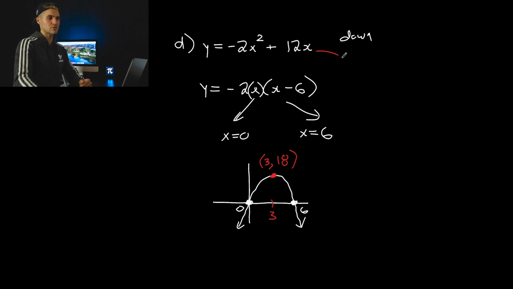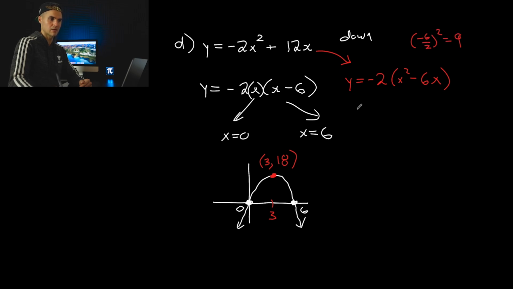Now, if you wanted to get the vertex, you could also complete the square. Again, I'm not going to go into details on how to do that. You could go back to grade 10. I have a bunch of videos on this process, but if you were to complete the square, you take the negative 6 divided by 2, square it, that'd be 9. So we'd have negative 2, x squared minus 6x plus 9 minus 9. Just want to show you how we would get the same vertex.